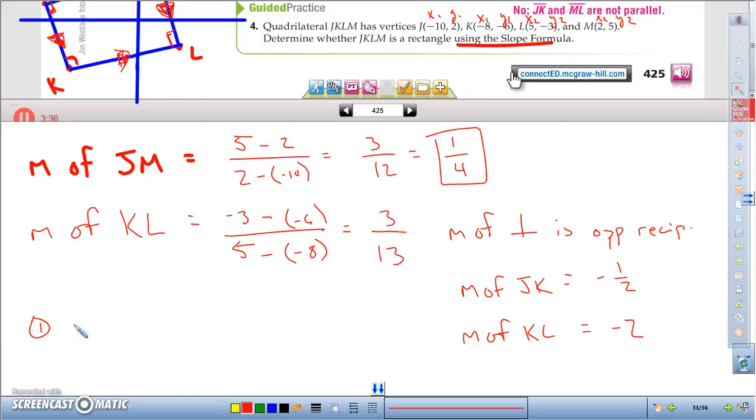But still, for both of these, whether you're using the distance formula or the slope formula, your first order of business is make sure that it is a parallelogram, and then your second order of business is make sure that it is a rectangle. Okay, I have to do parallelogram first and rectangle second.